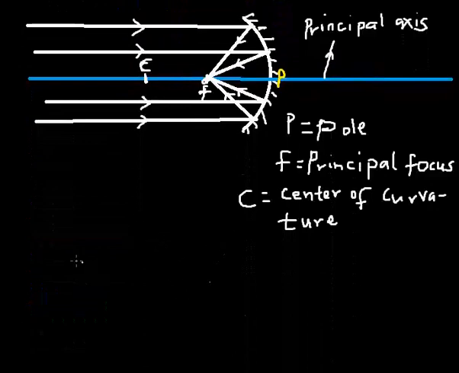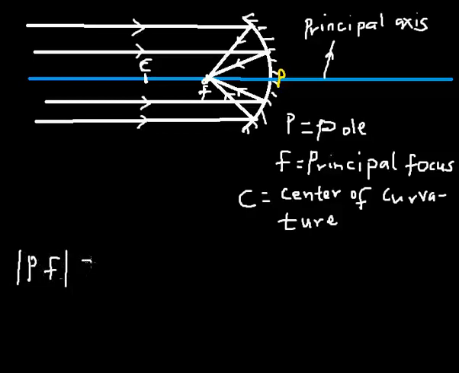Now let's look at distances. The distance between the pole and the principal focus of every mirror is what is known as the focal length of the mirror. So the distance between the pole and the principal focus is the focal length, and I'm using small letter f to represent that.